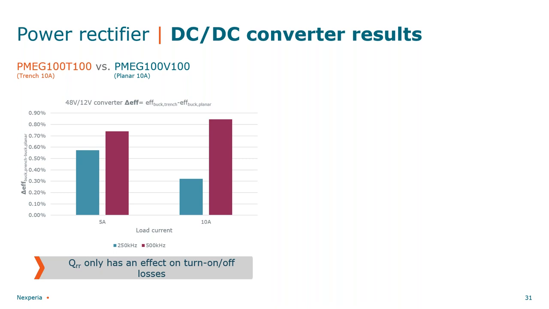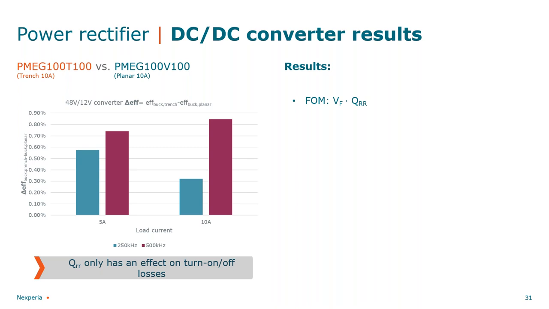Now we have done this experiment at 5 ampere load current and 10 ampere load current for 250 kilohertz and 500 kilohertz. And we can see here that the trench diode always has a higher efficiency than the planar one. And the efficiency difference is highest for 500 kilohertz and 10 ampere. So what we saw here is that the difference in reverse recovery has only an effect on the turn on and turn off losses, not on the conduction losses. So from the VF point of view, both technologies were in the same area for this parameter.